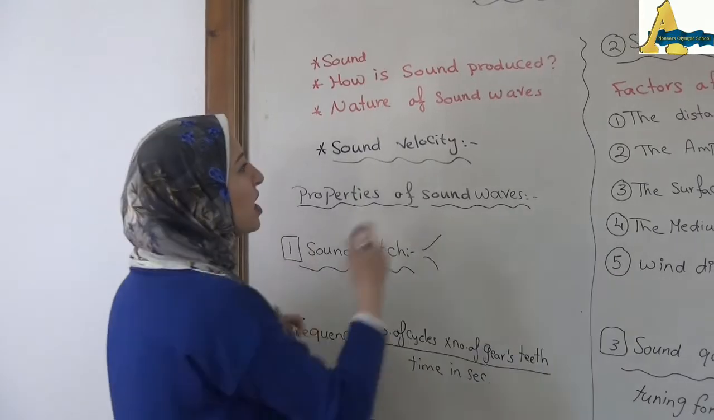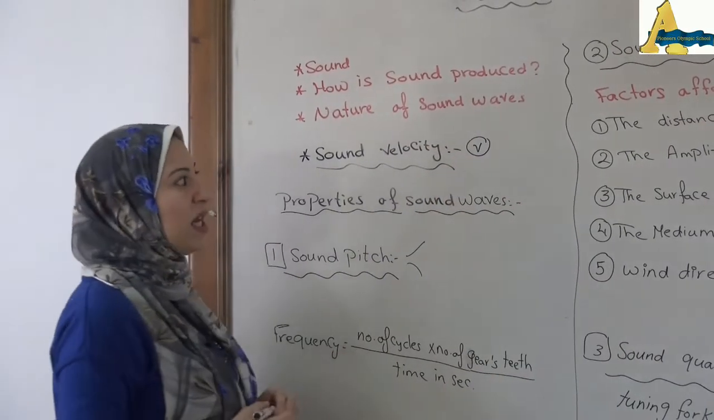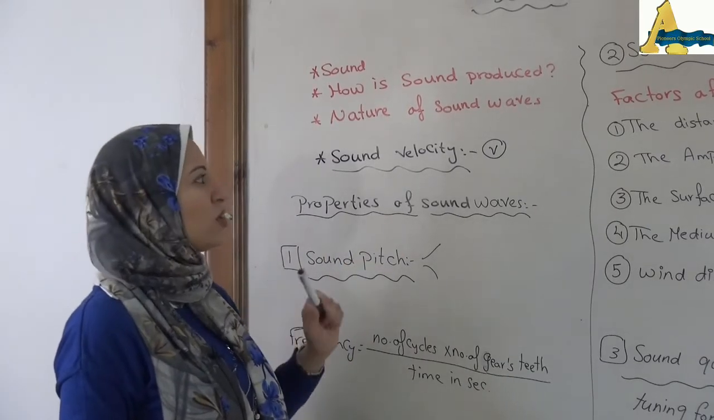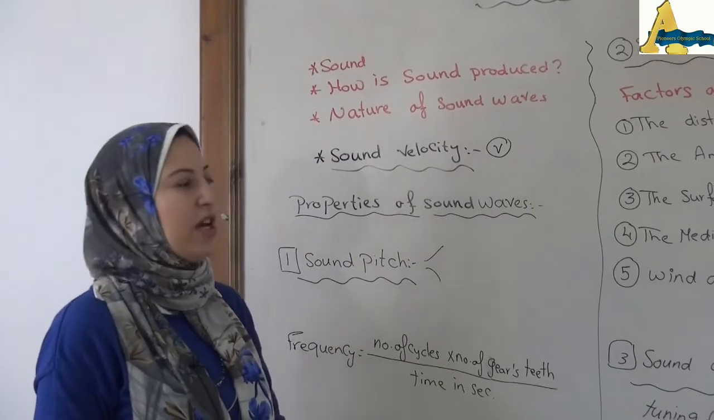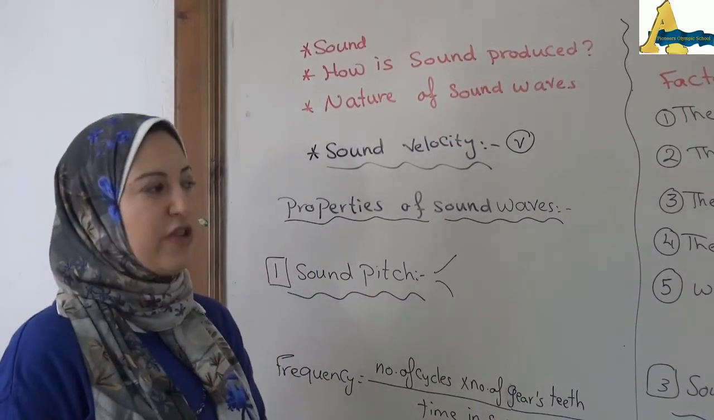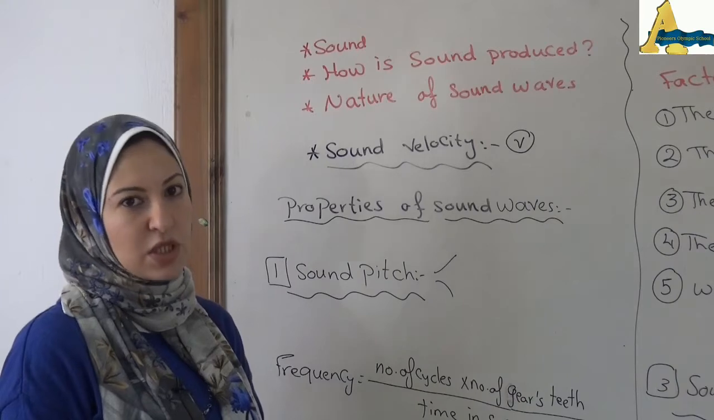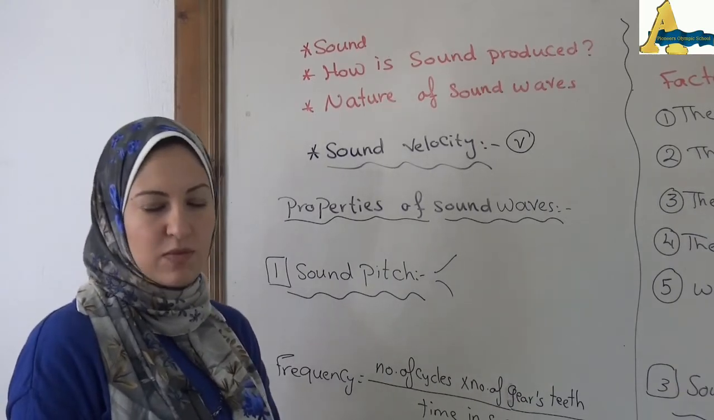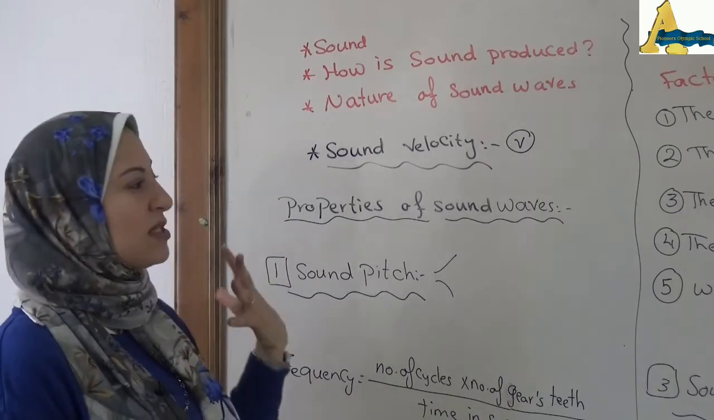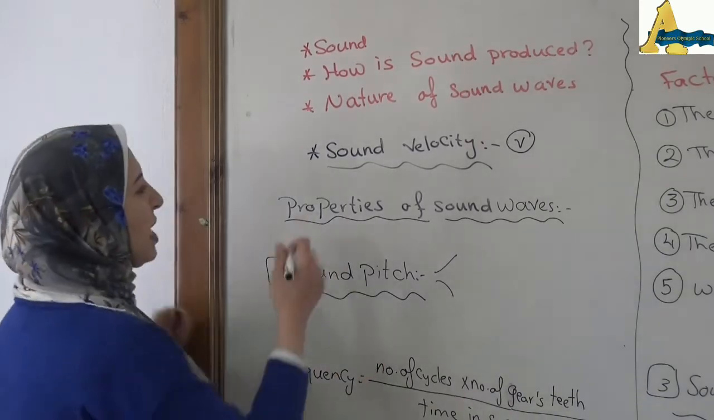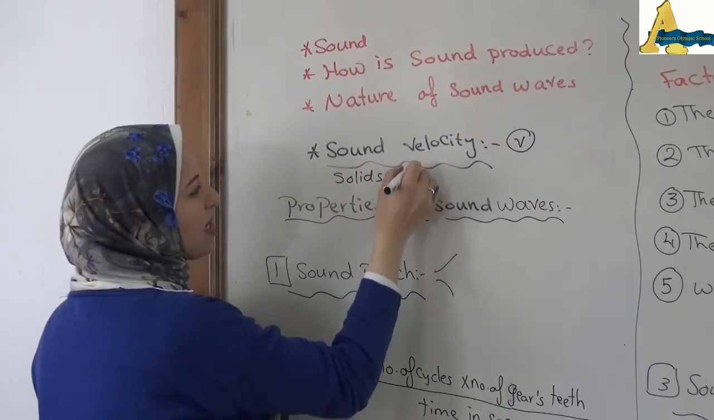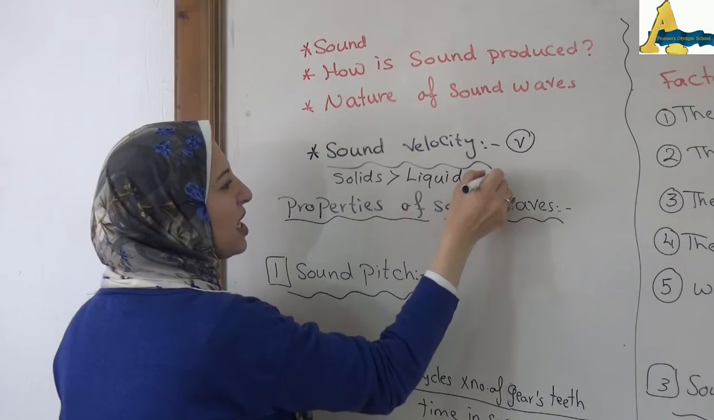Sound velocity, as we defined velocity before, is the distance covered in 1 second. So the sound velocity V is the distance covered by sound waves in 1 second. It's measured in meters per second, and it can be calculated by dividing distance over time. The sound velocity can differ from one medium to another. Sound is faster in solids, 1850, and in water it is less. The speed of sound waves in solids is greater than that in liquids, which is greater than that in gases.